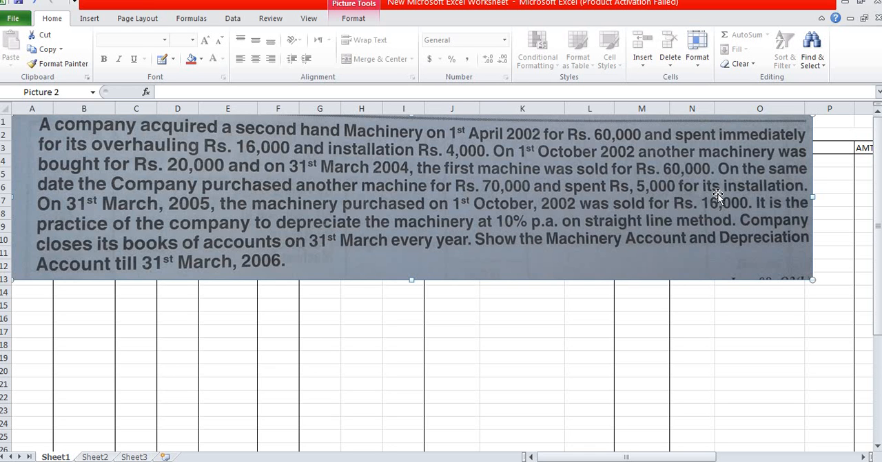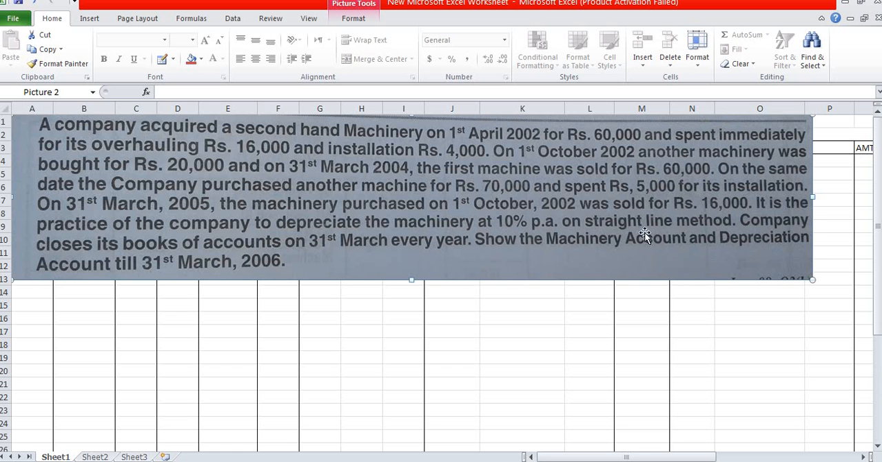total 75,000. On 31st March 2005 the company sold the second machine, purchased on 1st October, for 16,000, and it is the practice of the books to depreciate the machine 10% per annum on straight line method, means original cost one time, which on the original cost what calculation we have got for depreciation, that amount should be deducted for every year. That is straight line method, original cost method.